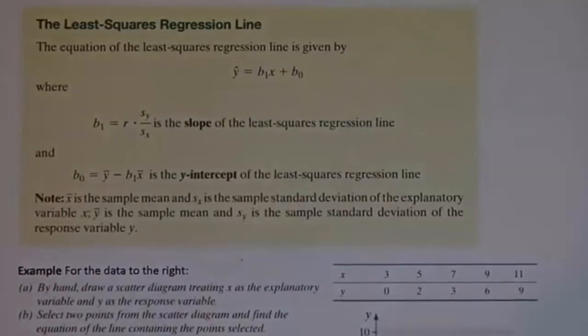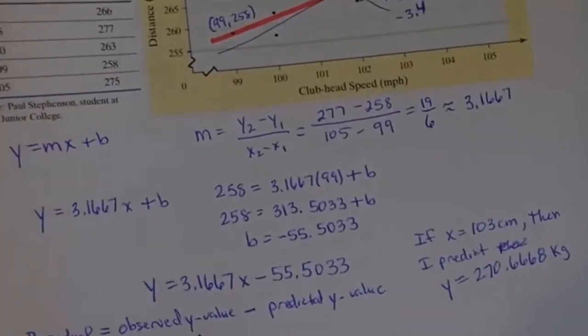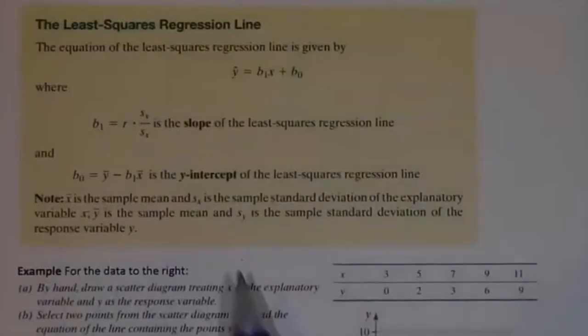How do we go about finding the line that has the smallest sum of squared residuals? Well, I'm going to just hop right to it as to what that best line is. The least squares regression line is the line that has the smallest sum of squared residuals. So this is the best line.